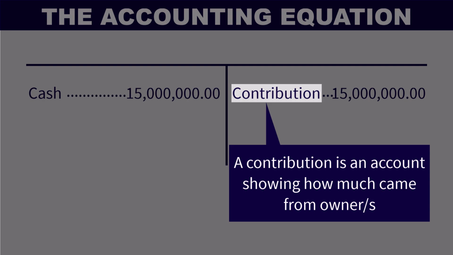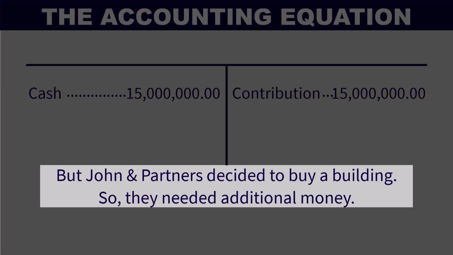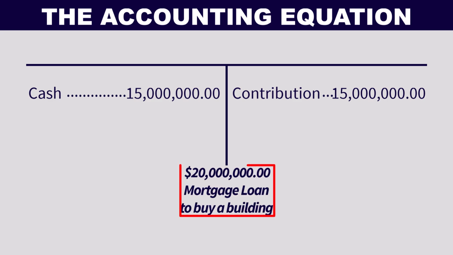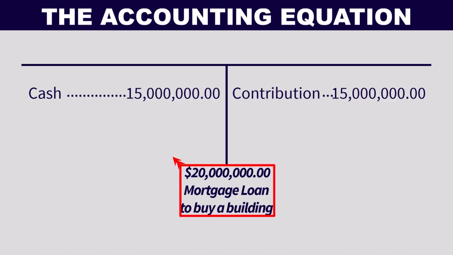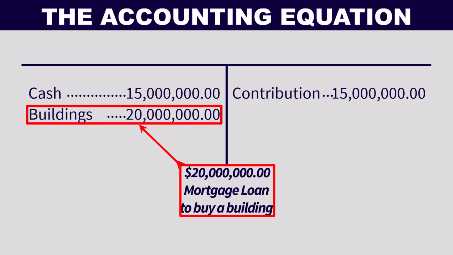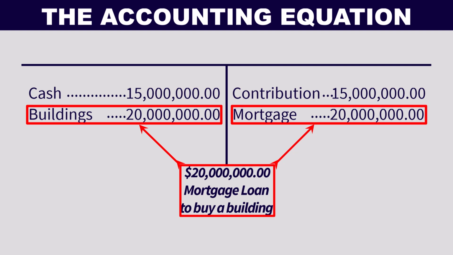Now, John and Partners realized that $50 million was not enough because they wanted to buy a building for the business instead of renting one. So they decided to take a mortgage loan of $20 million from a bank and bought a building for the business. The $20 million is again recorded twice. First, JCM PLC will record the value of the building acquired, and second, JCM PLC also must record the source of that property, which is mortgage loan, for $20 million.